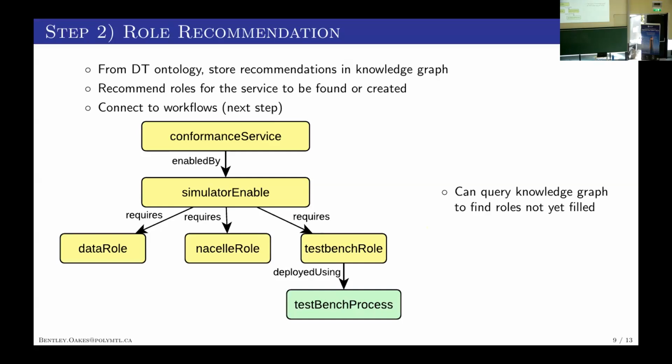So what we can do is query the knowledge graph to find what roles aren't yet filled and recommend to the user, okay, we'll find something or create it with a process. And I think what's really interesting is in the future, connecting this to repositories. So can we automatically find a test bench role? Does that exist somewhere? And then look at additional role constraints and say, okay, do you have a test bench role? What's the validity? What's the fidelity of it? Do you have a high fidelity enough model?